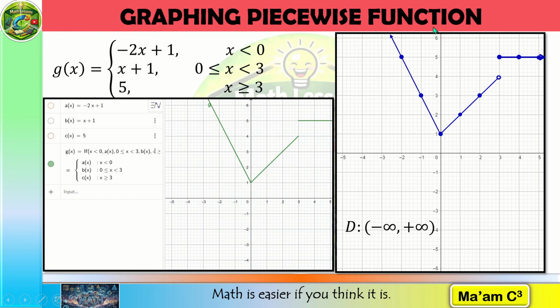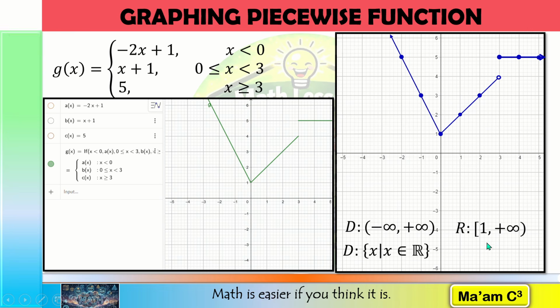Now, for the range, let us focus our eyes on the y-axis. The graph started at positive 1 and then going up. So it means our range starts at 1. Since this is a closed circle, we're going to use bracket. Going to positive infinity. Again, this is bracket because this is closed to positive infinity since this will extend indefinitely going up. Let us express this in set builder notation. So the domain would be the set of all x such that x is an element of real number.